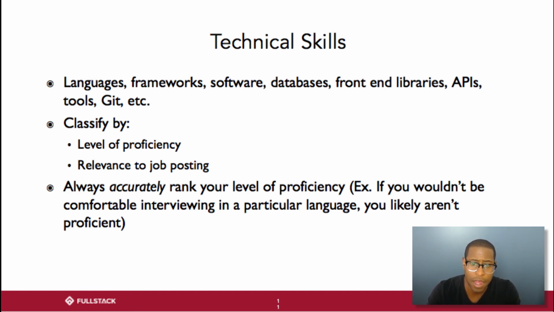Technical skills. These include the languages, frameworks, software, databases, front-end libraries, APIs, tools, Git, etc. These are very important because your employers want to know what skills you possess prior to coming to them. You will classify these by the level of proficiency and relevancy to the job posting. By this, I mean that you'll always want to put the things that you're strongest in, but if you're equally strong in JavaScript and Python, and you're applying for a back-end role, maybe Python will take precedence over JavaScript in that one instance.